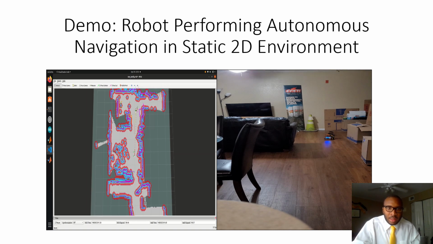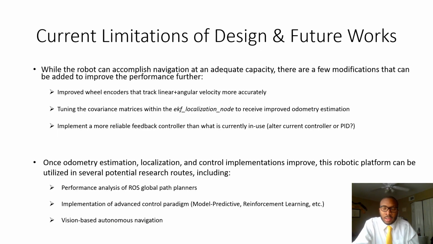However, we see that it wasn't able to fully follow the trajectories that were being produced, mainly because the motor controller on board the robot isn't as strong as it could be. So that is definitely an area that I could improve on moving forward. And this guides me to my final slide, which talks about the current limitations of the robot along with potential future works.